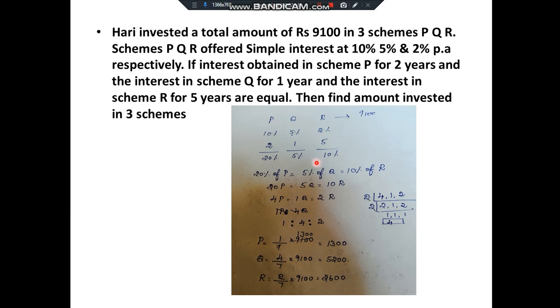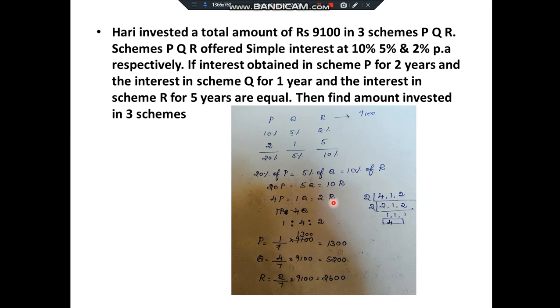So by the statement we know the interest of P is equal to interest of Q, which is equal to interest of R for 2, 1 and 5 years respectively. So how can we write 20% of principal, right? 20% of principal is nothing but the interest of P, right? So how will we write 20% of P is equal to 5% of Q, which is equal to 10% of R. So percentage and of gets cancelled. So 20P, which is equal to 5Q, which is equal to 10R. On further simplification, we get it as 4P is equal to 1Q, which is equal to 2R.